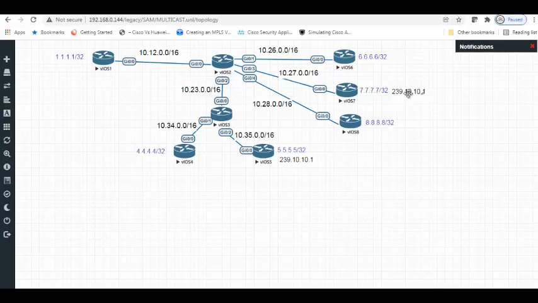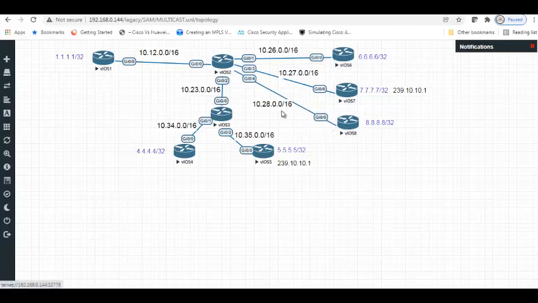For example, if I have a receiver here behind R7 and behind R5, I don't want the link between R6 and R2 to forward or process the multicast traffic. Likewise, I don't want this link, the G4 of router 2 and G1 of router 2, to forward the traffic.